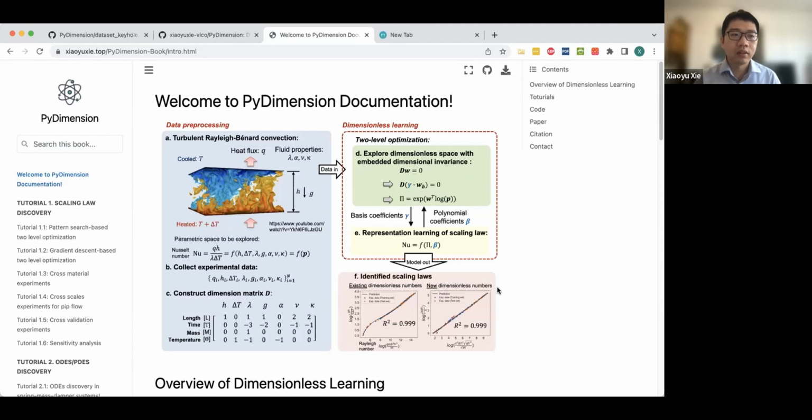And the key innovation is that we try to combine some fundamental physical invariance with machine learning. This is actually a physical constraint problem, used to accelerate the discovery. This is the key philosophy of our approach.